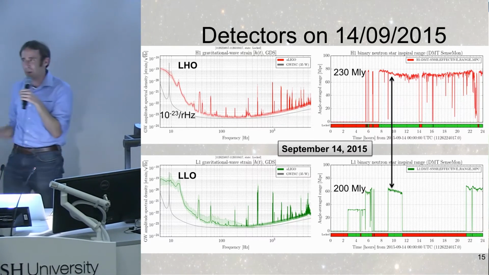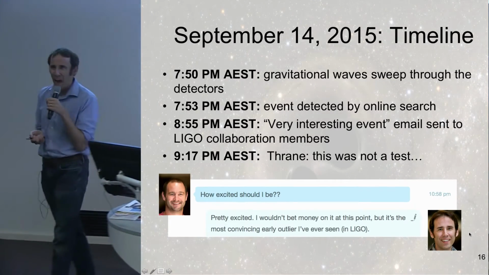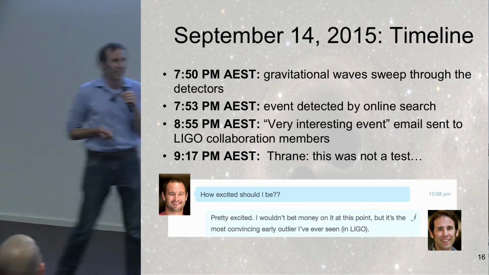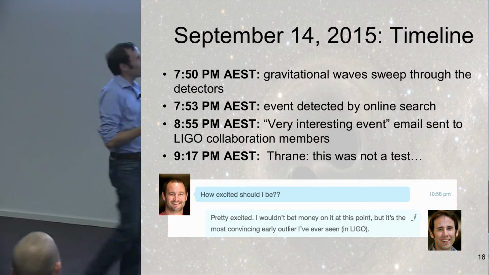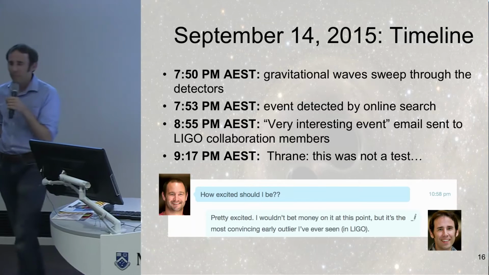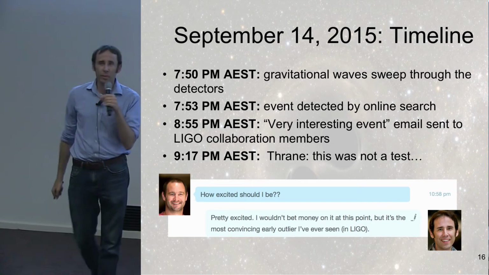So here now, remember, we're LSC members. We're going to watch these events unfold live. This is a minute-by-minute play-by-play of the event. So we're in Australia. We're going to watch this from Australia. And at 7:50 in the evening on September 14th of last year, gravitational waves swept through the detector.